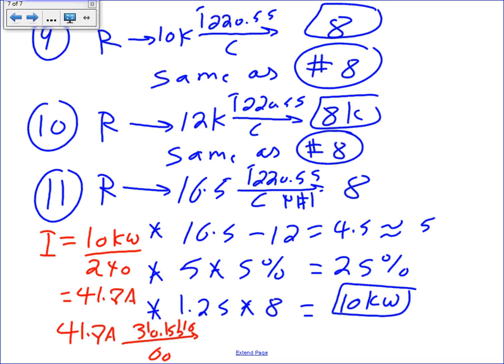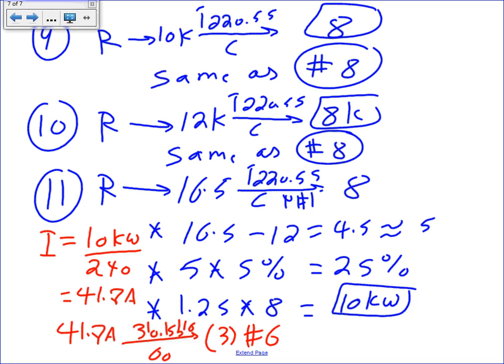Chris, can number 8 get us there? No, for 41.7 you have to go to number 6, unless you're at the 75 degree. No, no 75. Everything is 60. So you're going to go to number 6. Okay. Number 6 can give me up to 55 amps. It will give me 3 conductor, number 6.